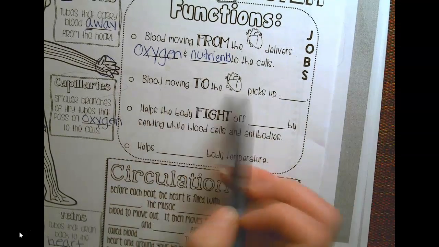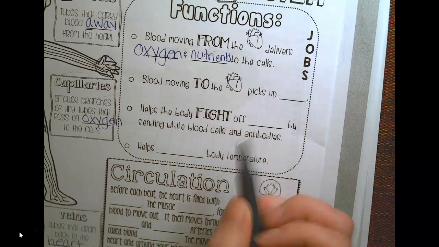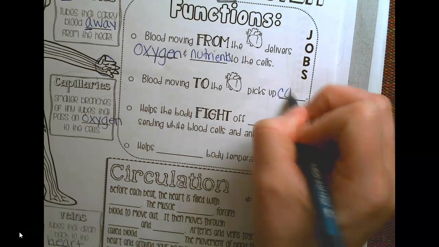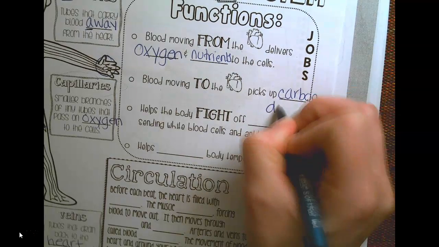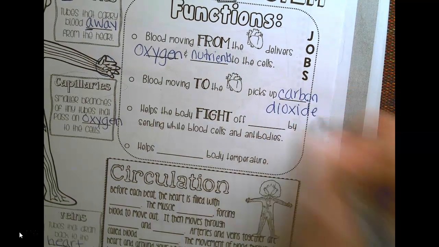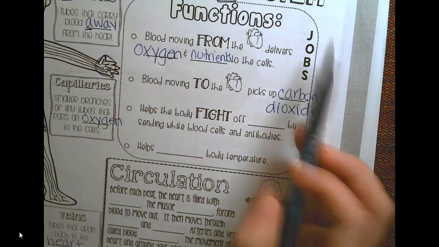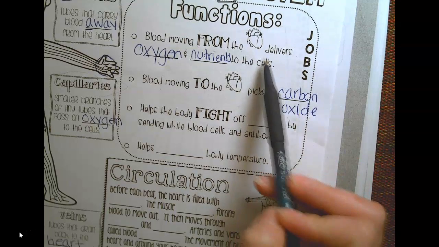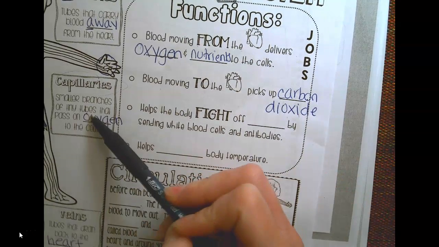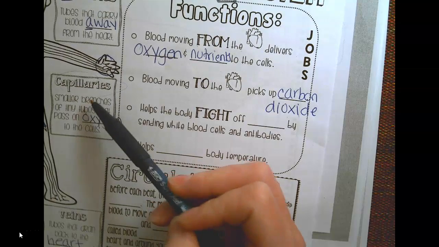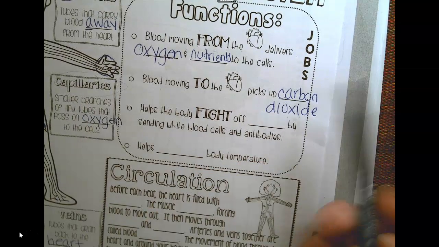Blood moving to the heart, returning to the heart, picks up carbon dioxide. Remember, they got that carbon dioxide from the cells. At the same time the cells are getting their oxygen, the cells are giving off that carbon dioxide waste.